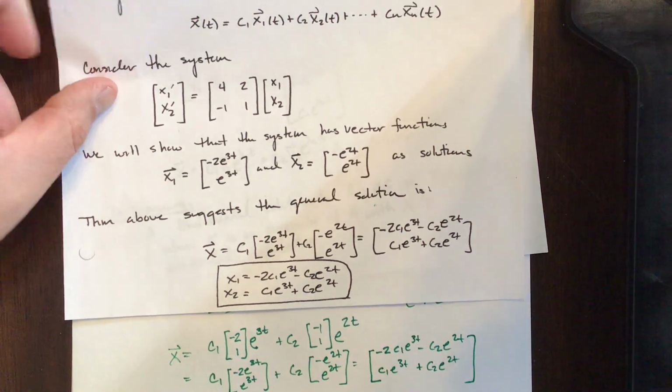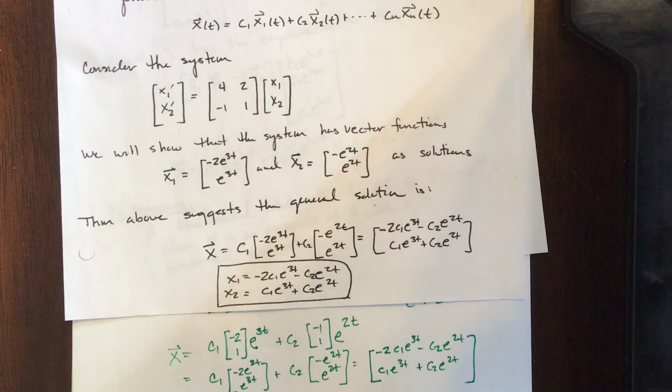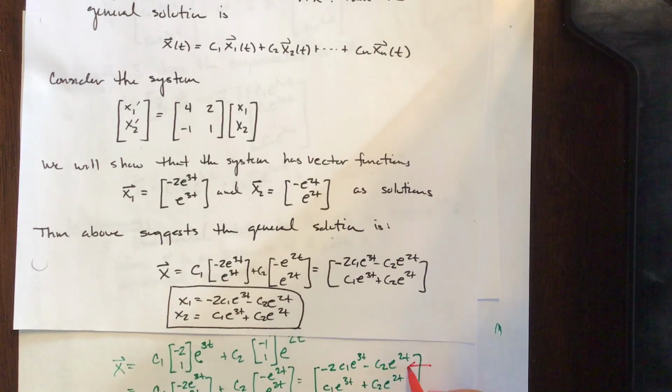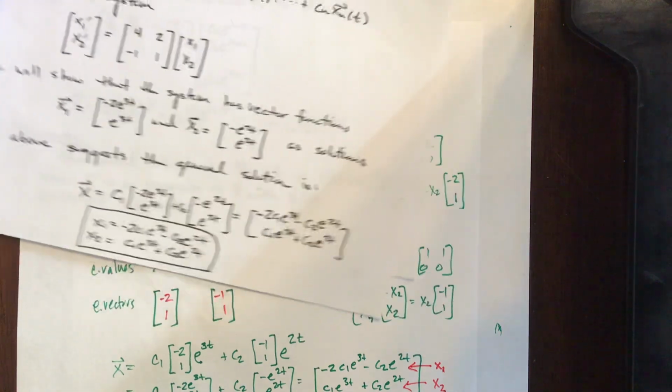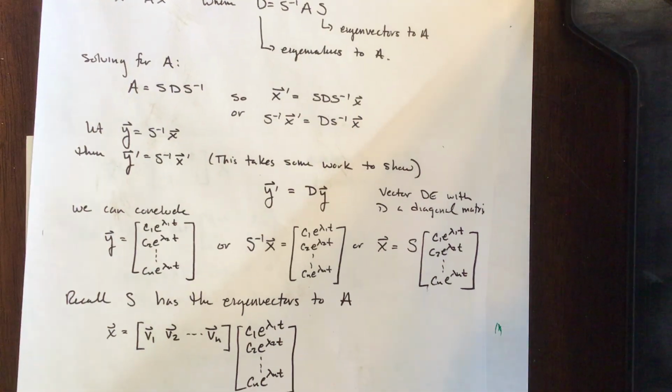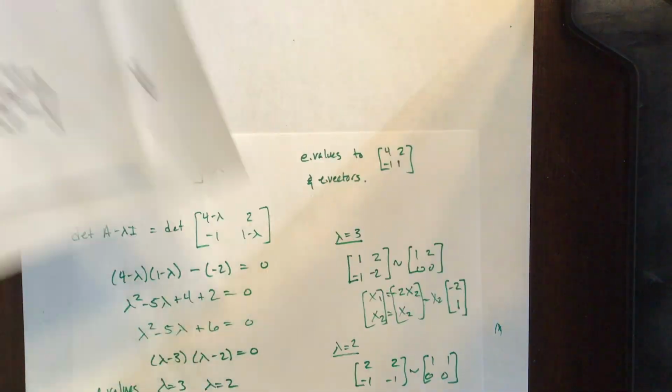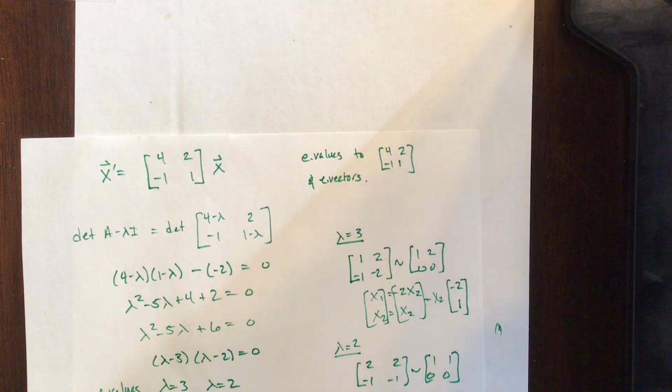Okay, and the first row here is the unknown function x1 that solves the differential equation. The second row there is the unknown x2 function that solves the differential equation.